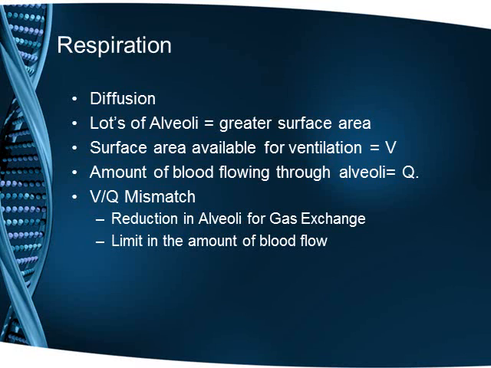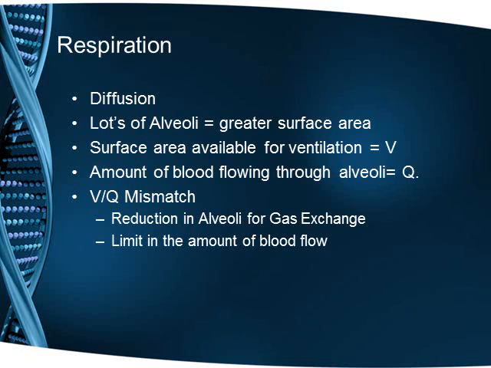And a VQ mismatch can be a reduction in the alveoli for gas exchange, or it can be based on a limited amount of blood flow. So if I lose my alveoli, like in a patient that has, say, emphysema, I am going to have a VQ mismatch, but it's going to be based on the V, on the ventilation. I don't have the surface area for that ventilation to take place.